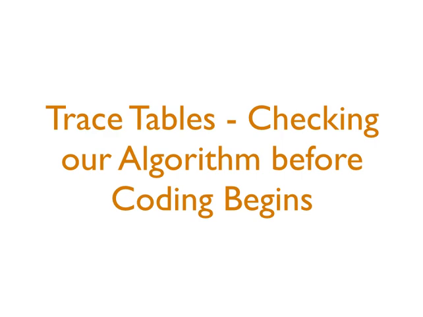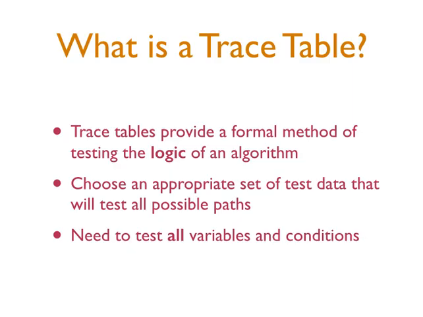Used for checking algorithms before the coding begins. So once you've developed your algorithm using pseudocode, you need to use a trace table. A trace table is a formal way to find any logical errors within your algorithm. The idea is that it's going to save you time in the end testing once you've actually built your prototype. It allows you to figure out any tricky logic within your program before you start coding.